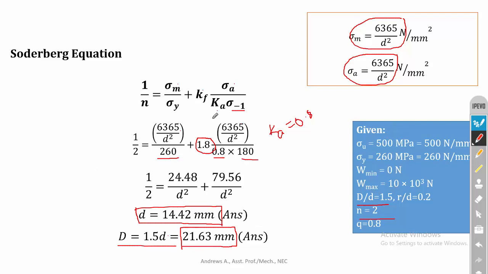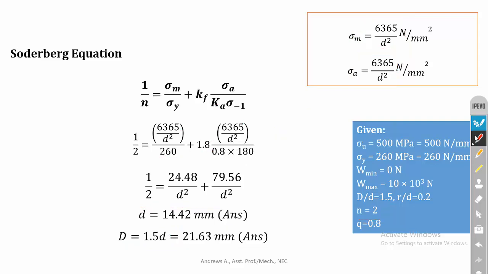Remember that in the previous problem, the stress concentration factor, yield stress, and endurance limit stress were directly given. So we have substituted the values. But in this problem, the values are not given. So we have to calculate the theoretical stress concentration factor, then the fatigue stress concentration factor Kf, and the endurance limit stress. And we have to substitute everything in the Soderberg equation to find the solution.